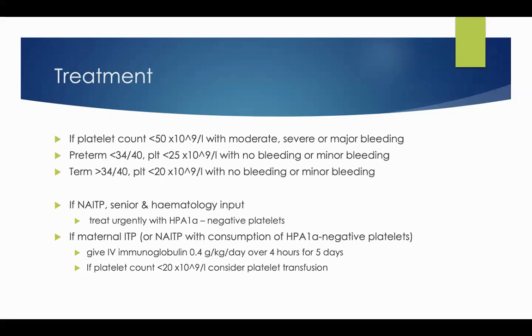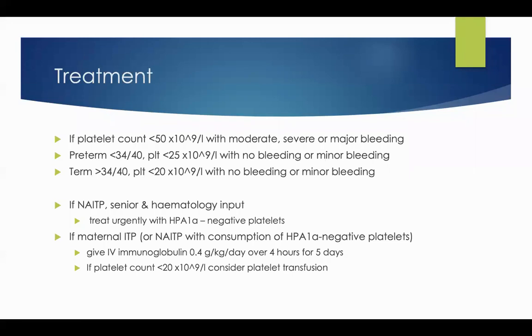So if the platelet count is less than 50 with moderate, severe, or major bleeding, then they would need a platelet transfusion. In preterm babies, this threshold is less than 25 if there's no bleeding or minor bleeding, and this is in line with the results from the PlaNeT-2 trial. And in the term infant with no bleeding or minor bleeding, the threshold for platelet transfusion is less than 20.